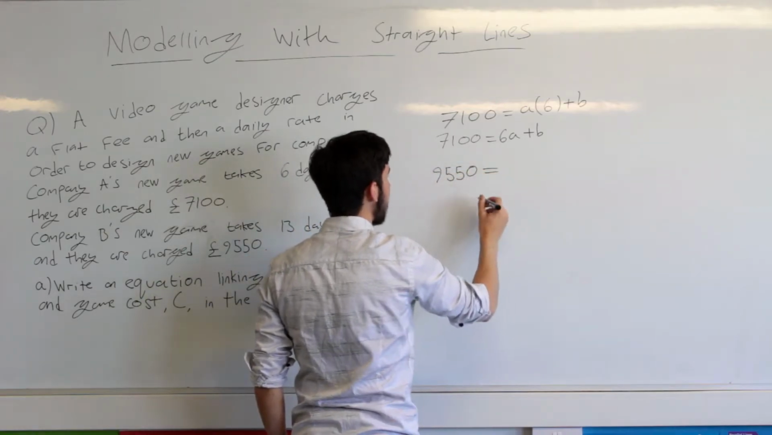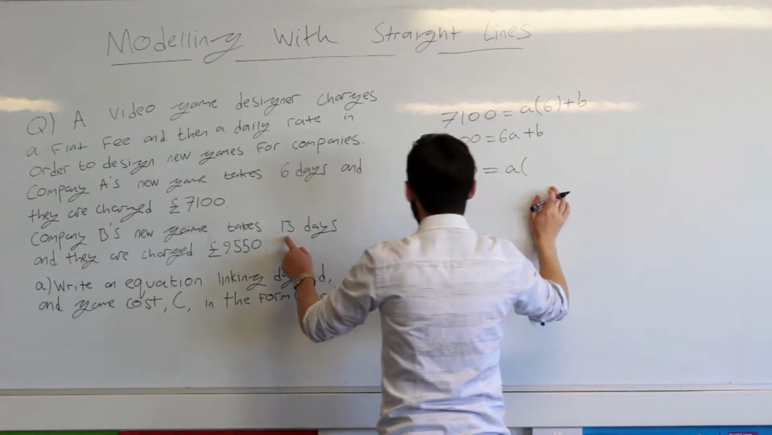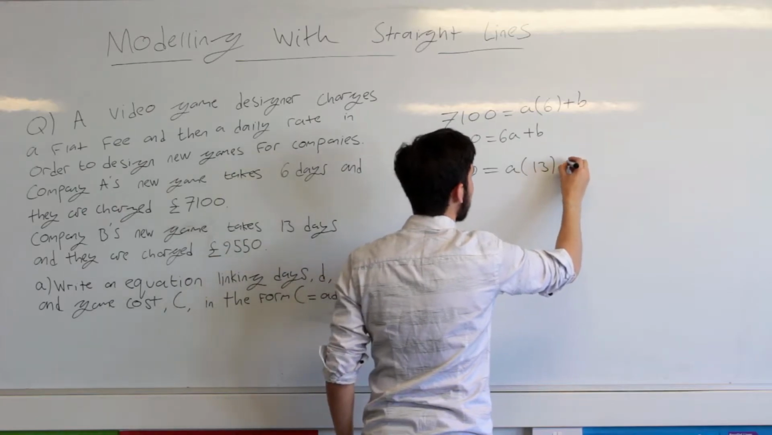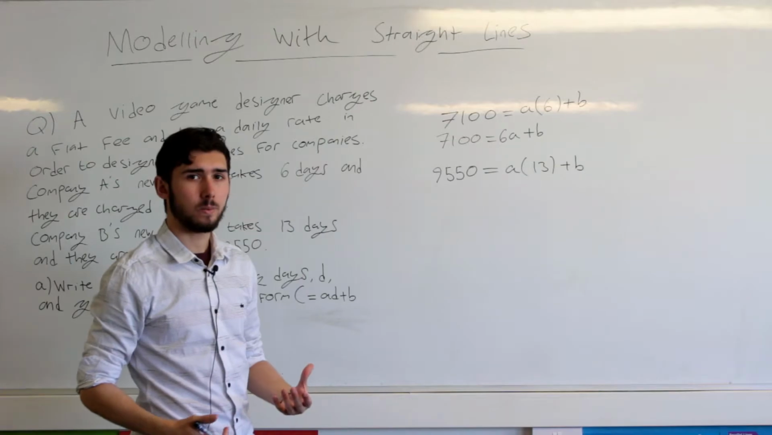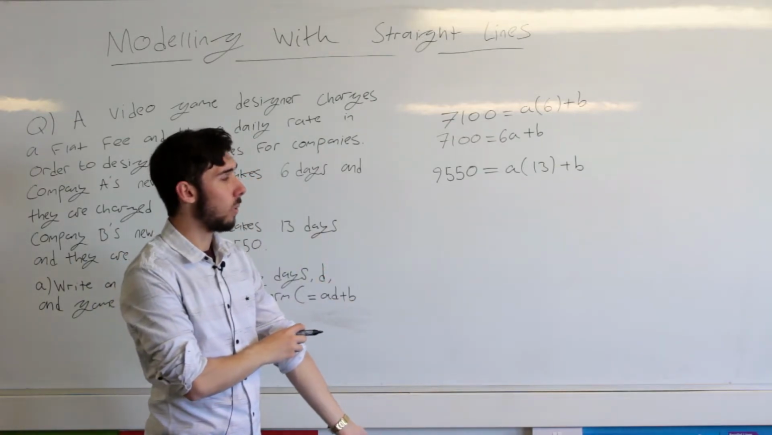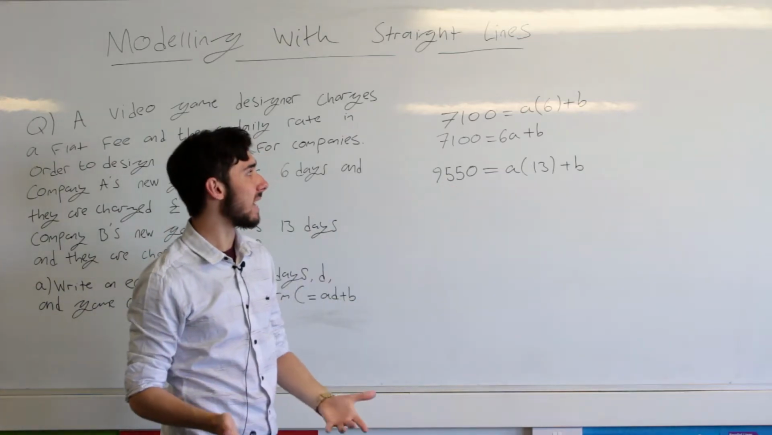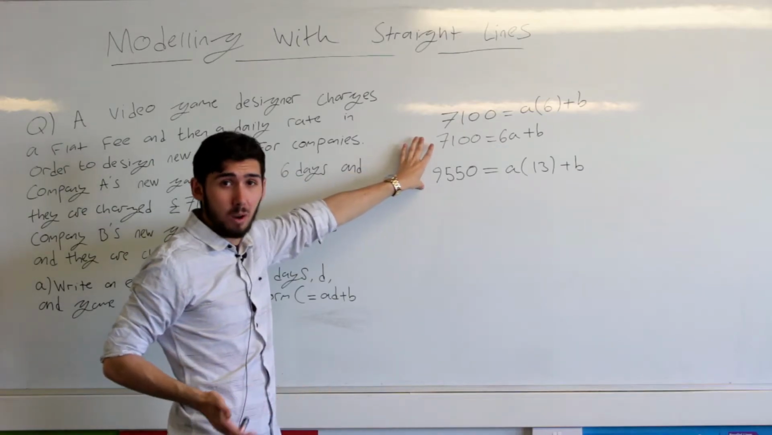9550 is equal to A, and this time it's not 6, it's 13. 13 is going to be where our D is, plus B, okay? What we're basically doing is putting coordinates on a graph, and we're going to figure out what A and B are, because A and B have to be the same in both of these equations. They have to be the same because they're on the same straight line.